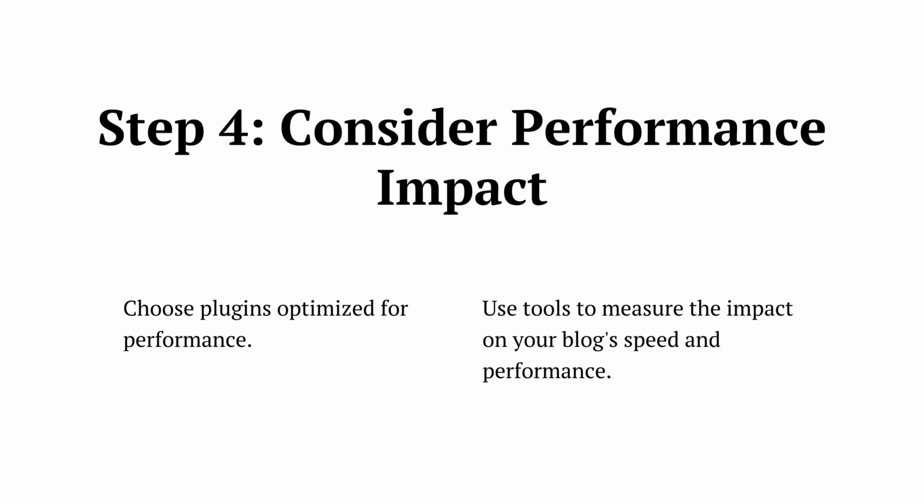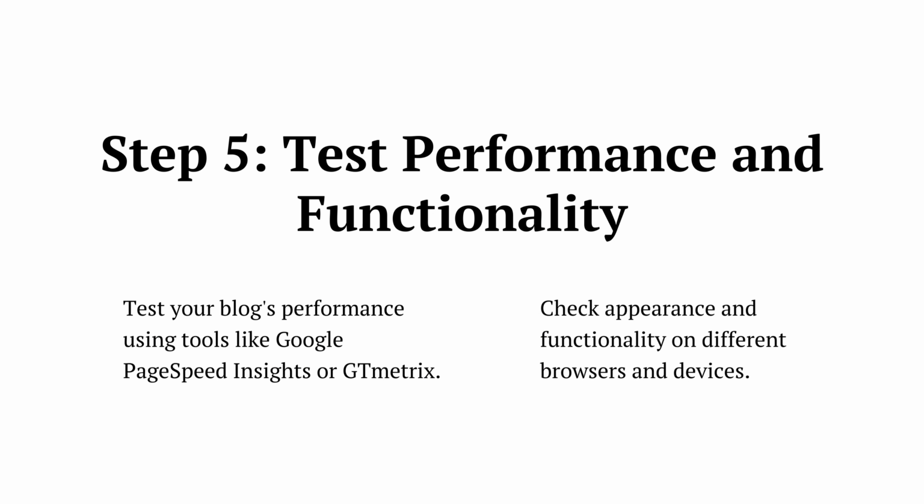The third tip is to consider the impact on your blog's performance of any plugin. Some plugins can affect your blog's speed and performance, which can affect your user experience and SEO rankings. You want to choose plugins that are optimized for performance and don't slow down your blog. How do you know if a plugin affects your blog's performance? You can use tools like Google PageSpeed Insights or GTmetrix to test your blog speed and performance before and after installing a plugin.